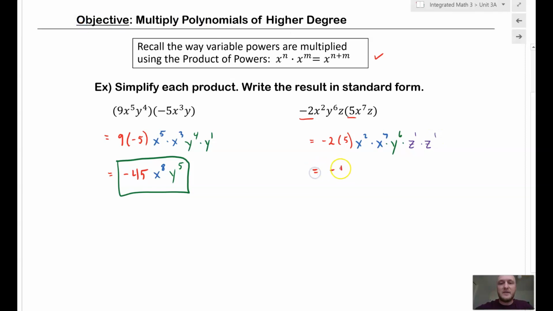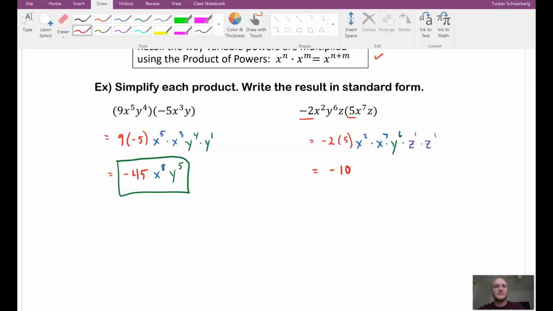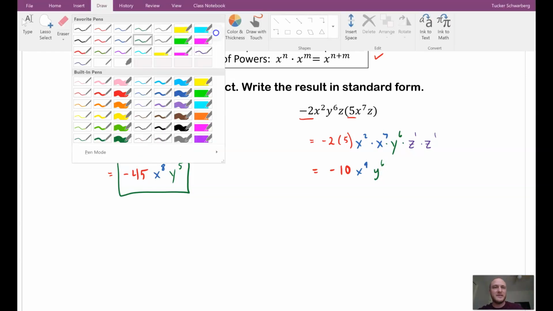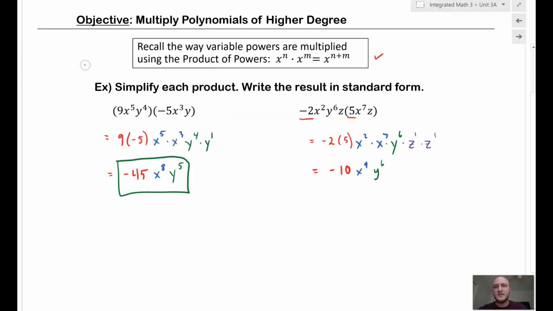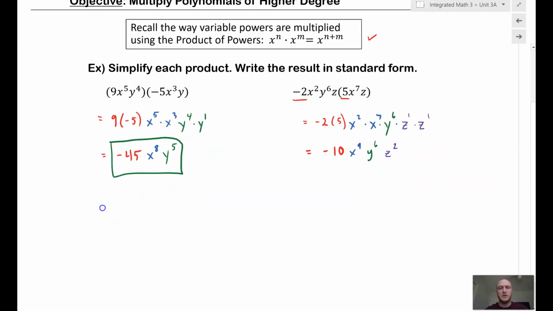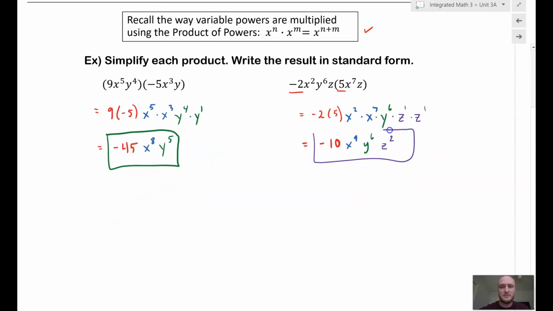Okay, so negative 2 times 5 is negative 10. X squared times x to the 7th gives us x to the 9th. Y to the 6th is just y to the 6th. And then times z to the 1st times z to the 1st. 1 plus 1 is 2. So there is your answer.